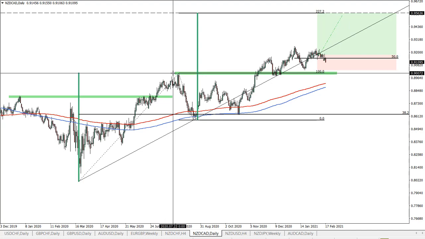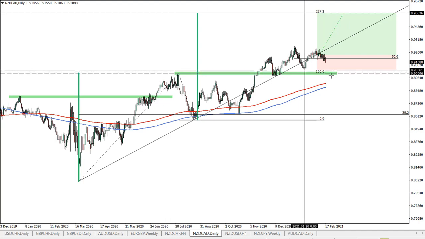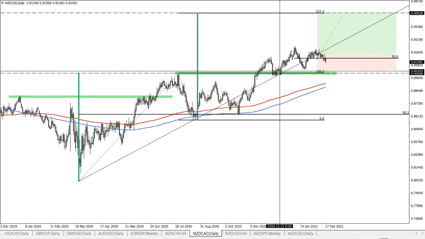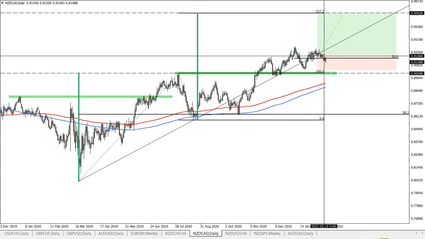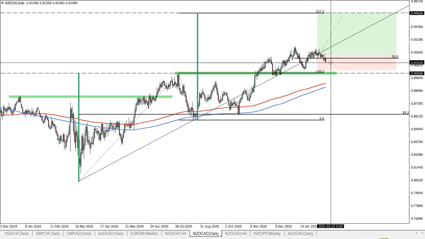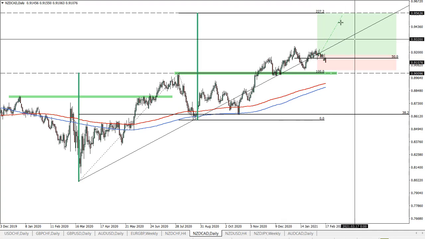Here we have the support at 0.9 psychological level, and as long as it holds, we should be having the upside move. Currently we can see that there is this decline, but it could be providing a buying opportunity. So let's see what will be happening.